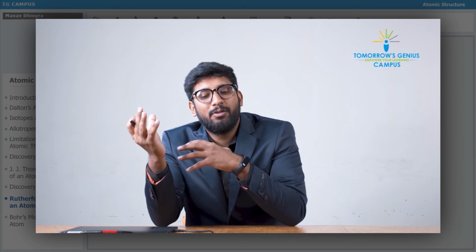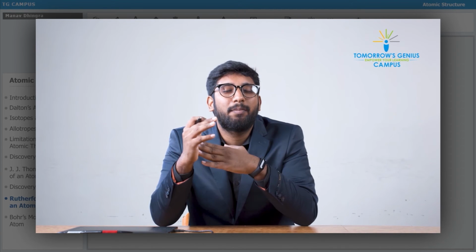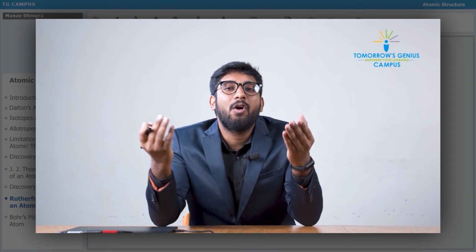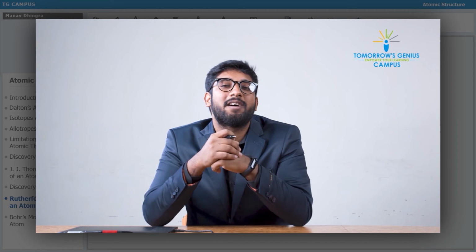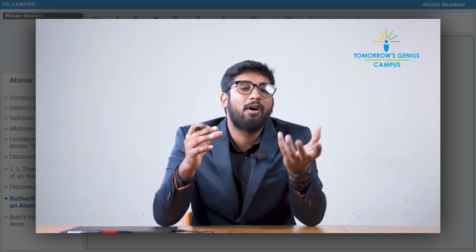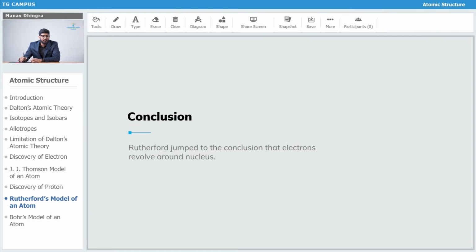Rutherford jumped to the conclusion that electrons revolve around the nucleus, but he never explained how these electrons are revolving, how far they are revolving from the nucleus, and why they are not falling into the nucleus itself. The next conclusion is that electrostatic force of attraction is equal to the centripetal force. A centripetal force is a force which is acting outward.